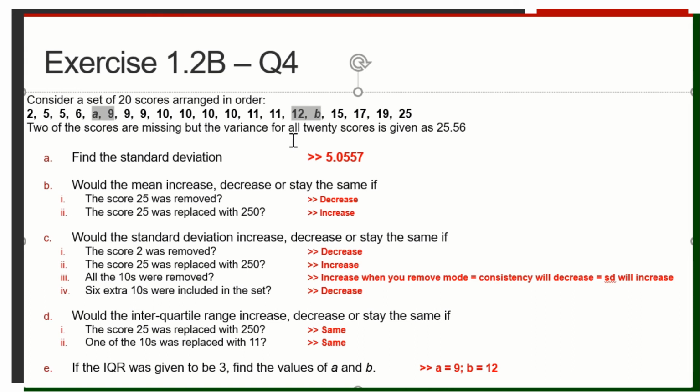So basically you write 6, 7, 8, 9. For B, it will be 12, 13, 14, 15. Which pair can give you 3? It will be 12 minus 9. So A will be 9, B will be 12. So that's number 4.